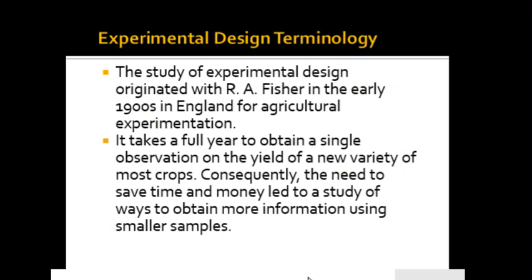The original experimental design originated in the 1900s in England, and it was designed by R.A. Fisher mainly for agricultural experimentation. The idea was that it takes a full year to obtain a single observation on a yield when you're experimenting with crops. So basically, to save time and money, it was important to have smaller samples which would provide more information.